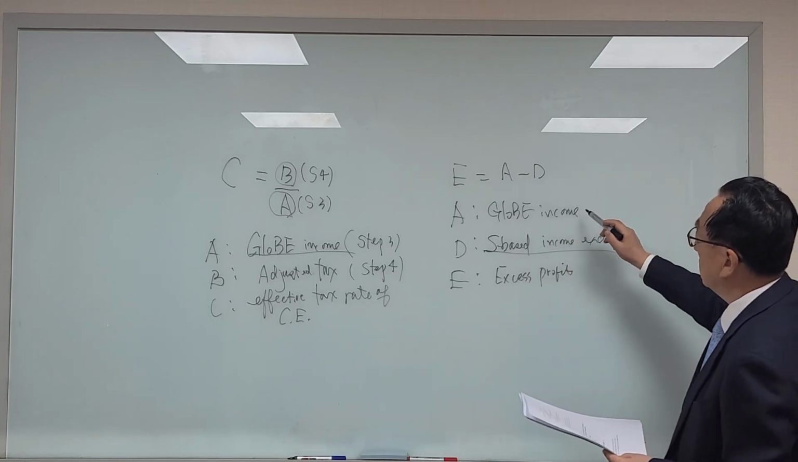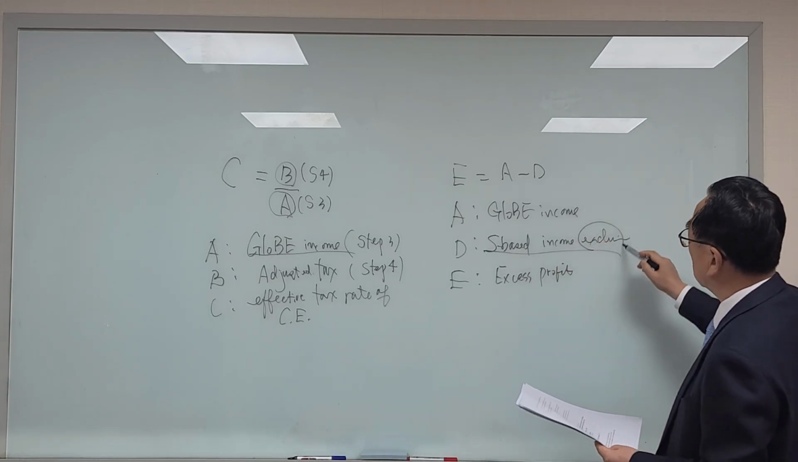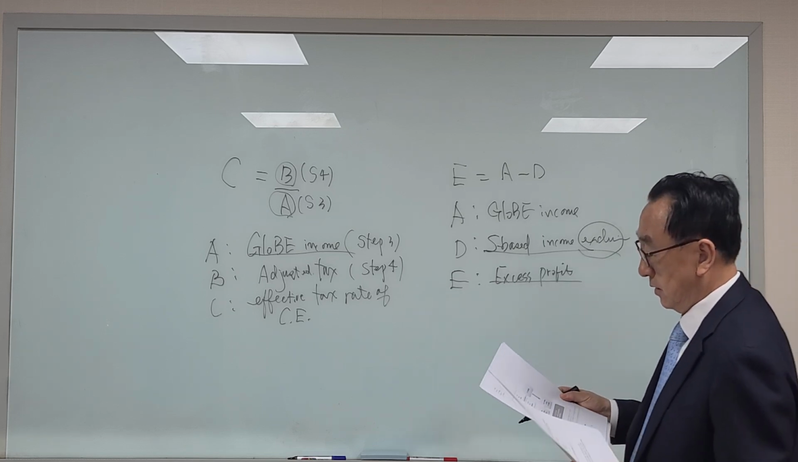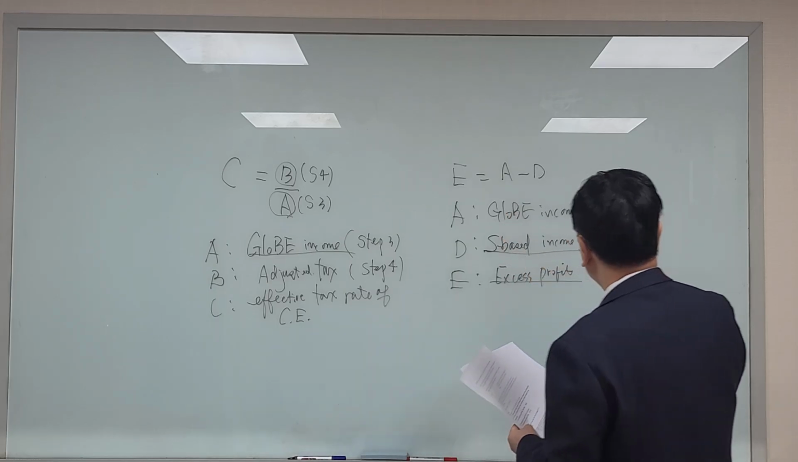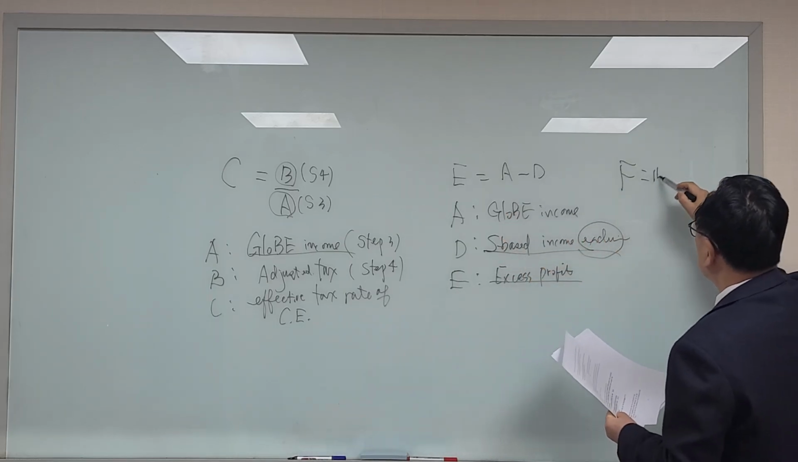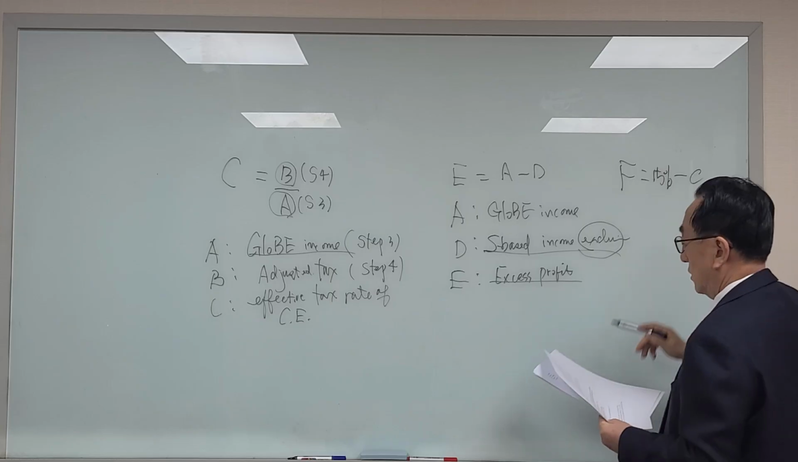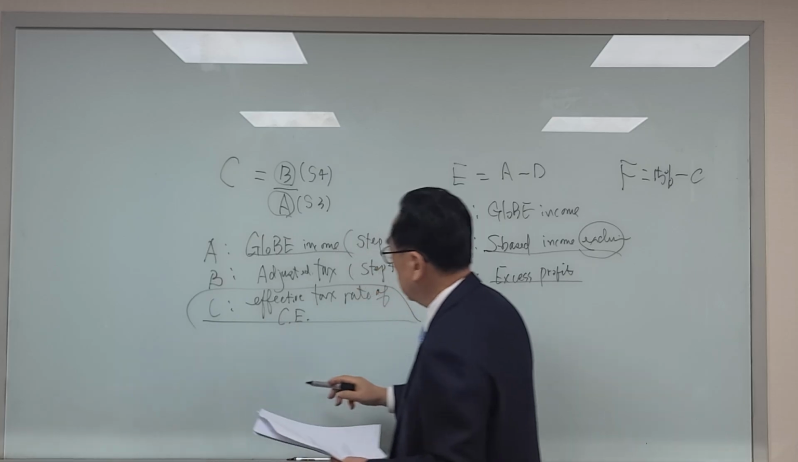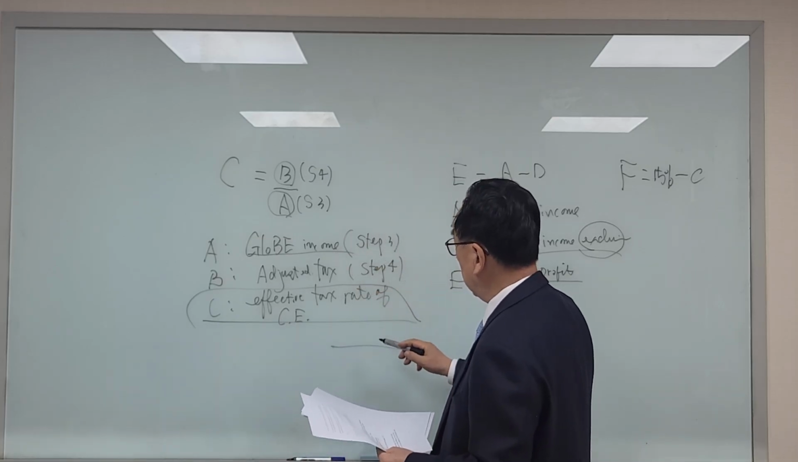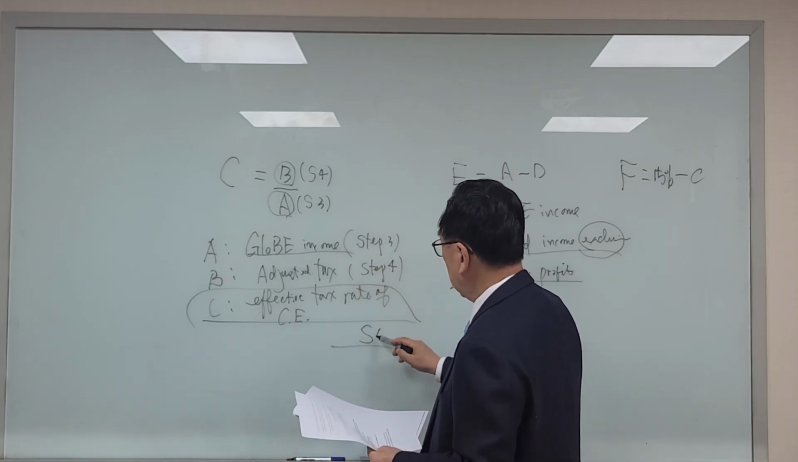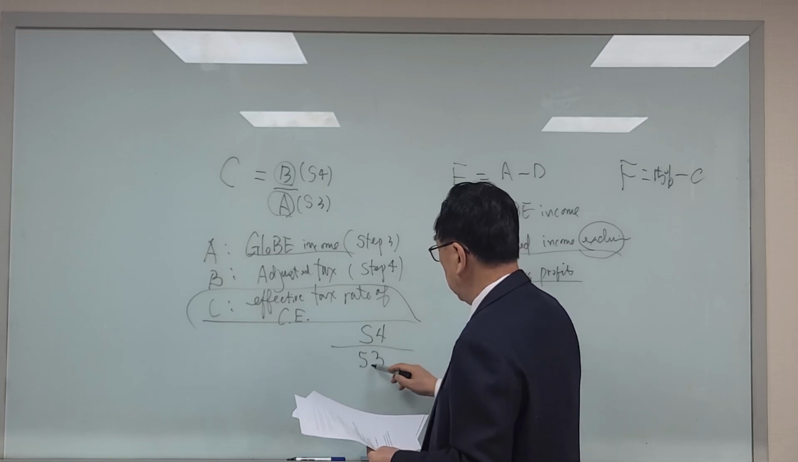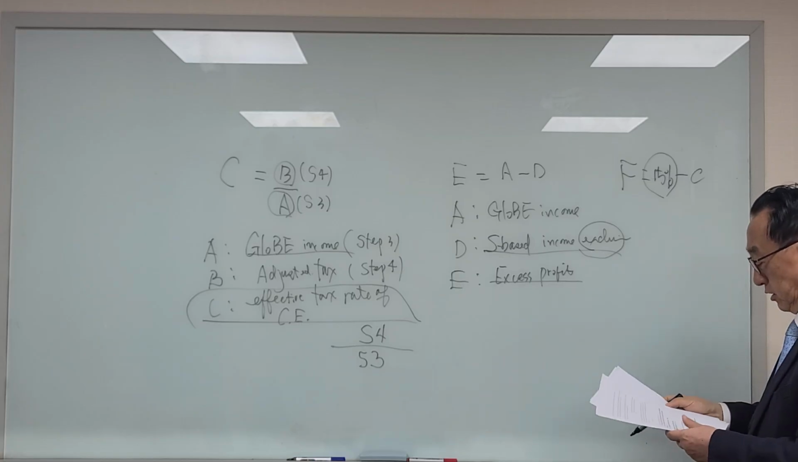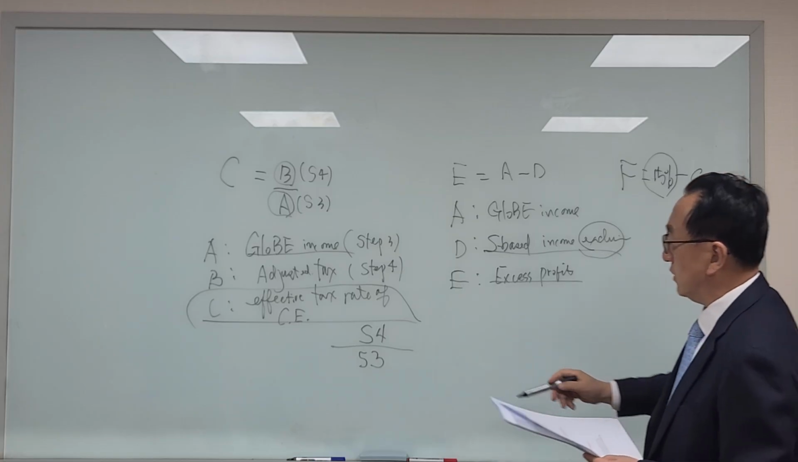So gross income minus some exclusion deduction is excess profit. And F equals 15% minus C. C is the effective tax rate. The effective tax rate is computed by step 4 divided by step 3. Okay. So 15% is the global minimum tax rate already determined, and C is the effective tax rate.